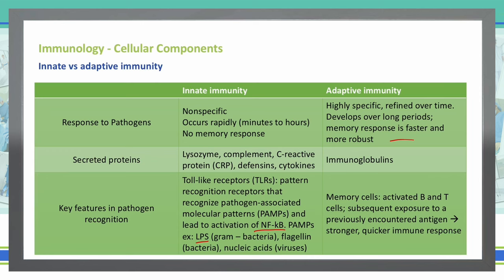On the other side of things, the adaptive immunity has memory cells, okay? Those memory cells are activated B and T cells that give us stronger, quicker immune responses to previously encountered organisms. So if you have been in contact with a particular pathogen in the past, your body has recognized it. It has created some adaptive immune cells, T cells, B cells, antibodies, and it can recognize it for future encounters and strongly and quickly respond to those particular pathogens.